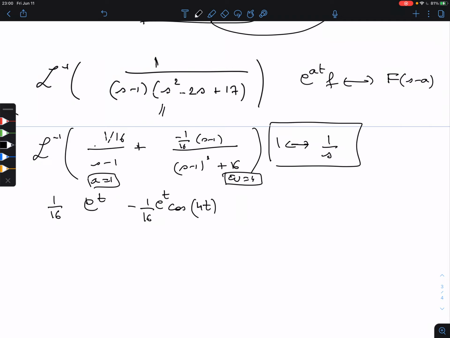And so this is our inverse Laplace transform. You can make it a little bit neater by factoring out e to the t over 16. You get 1 minus cosine 4t. That's a bit neater of writing it down, but again, it's not necessary to do that.